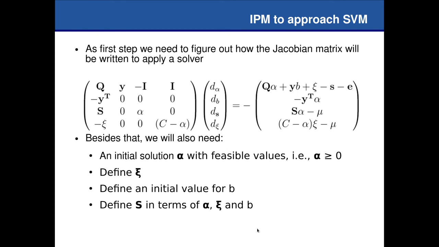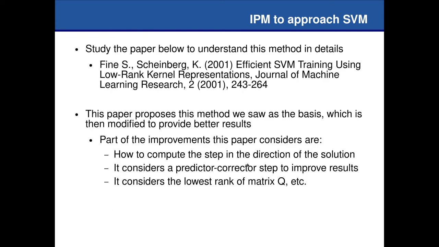So now we need to proceed with our solution. We need to come up with an initial solution for alpha with feasible values. That means alphas must be greater than or equal to 0, and of course, smaller than or equal to C, as you guys know. Define some values for Xi, define an initial value for B, define initial values for S in terms of alphas and Xi's and B's. So that's all I need. I need to come up with feasible values, and then I can solve my problem.